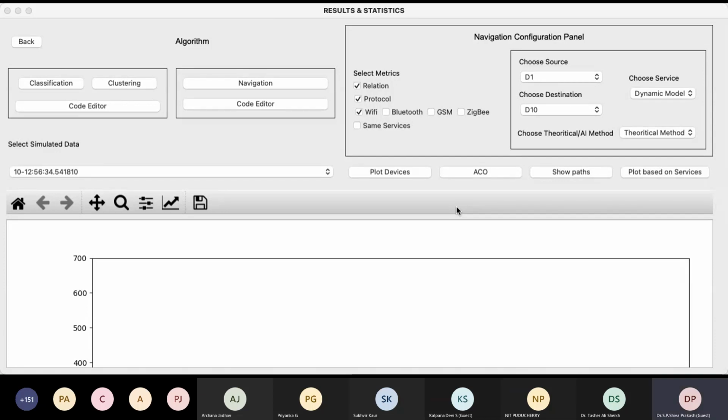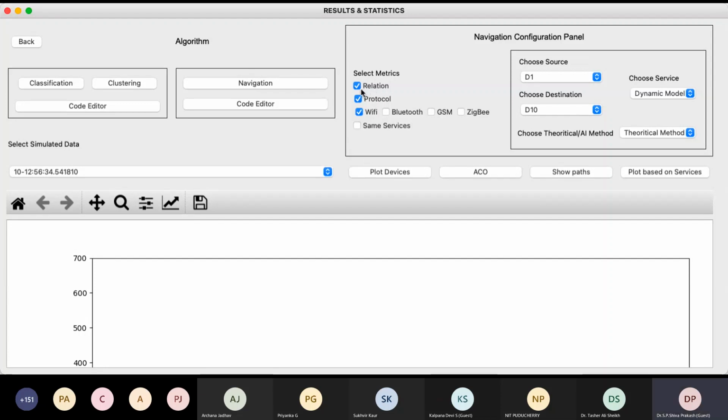This is the results section. Basically our focus is on the navigation. So right now I choose D1 as a source and D10 as a destination. We have different options for this to find the paths.